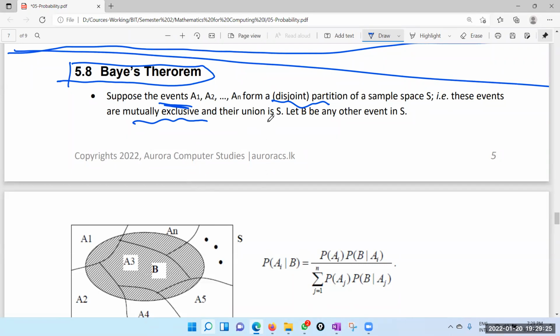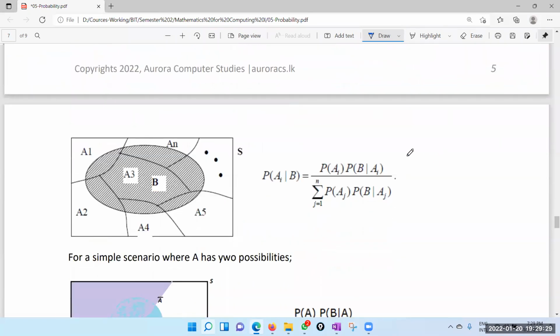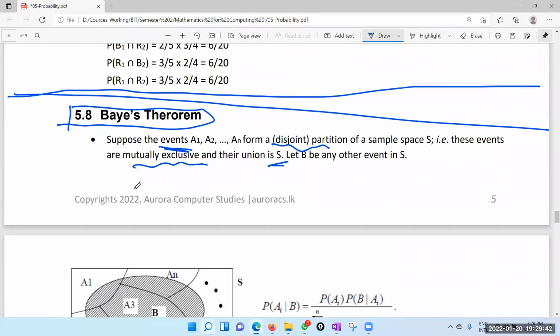and their union is S. And not only that, right? So they must be mutually exclusive at the same time. When you say A1 or A2 or A3 or up to AN, it must have covered the entire sample space. So that is another prerequisite. These events are mutually exclusive and their union is S. Okay?